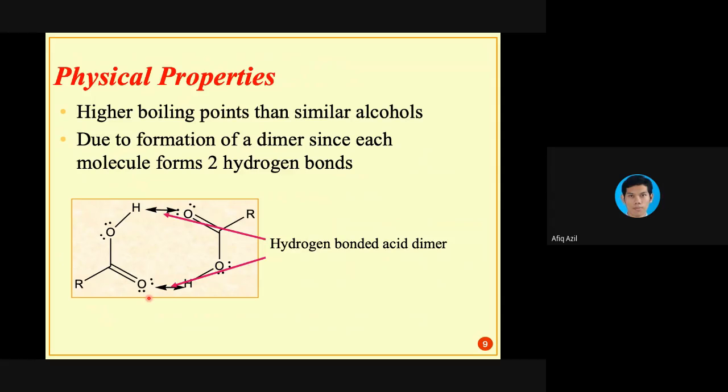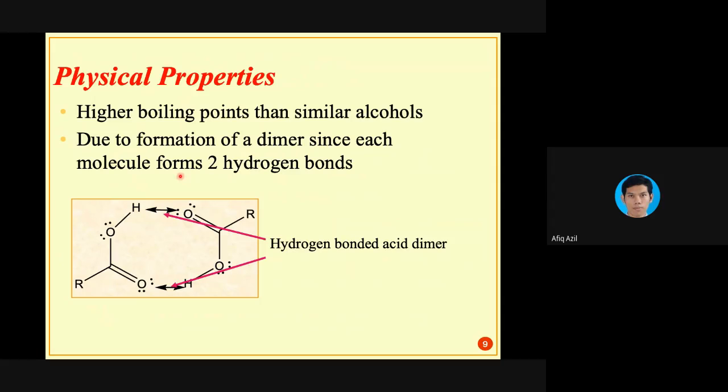Alright, some of the physical properties of carboxylic acid. It has a higher boiling point than similar alcohol. What it means is if you have a carboxylic acid and an alcohol with comparable molecular weight, the carboxylic acid will have a higher boiling point. The reason is due to the formation of a dimer, since each molecule forms two hydrogen bonds.